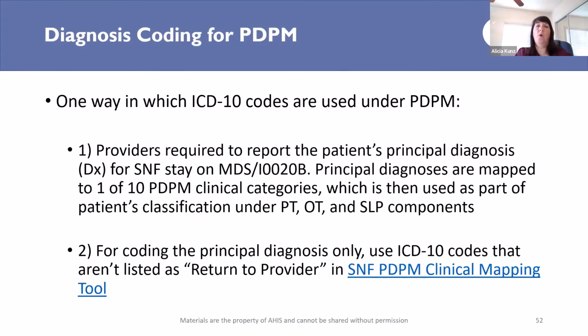So one way in which we use codes under PDPM, we have to report the principal diagnoses on our MDS on line item I0020B. And that code is mapped to one of 10 PDPM clinical categories, which then help with our therapy components. So when we are assigning a principal diagnosis, it has to be accurate, and it has to be one that maps into a clinical category, that it is not a return to provider code.